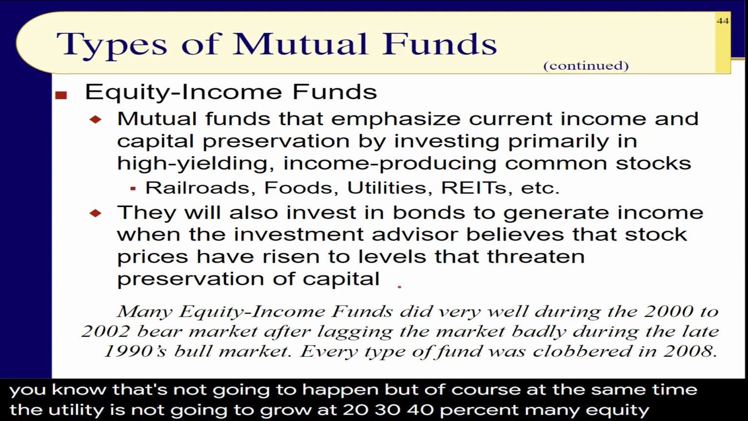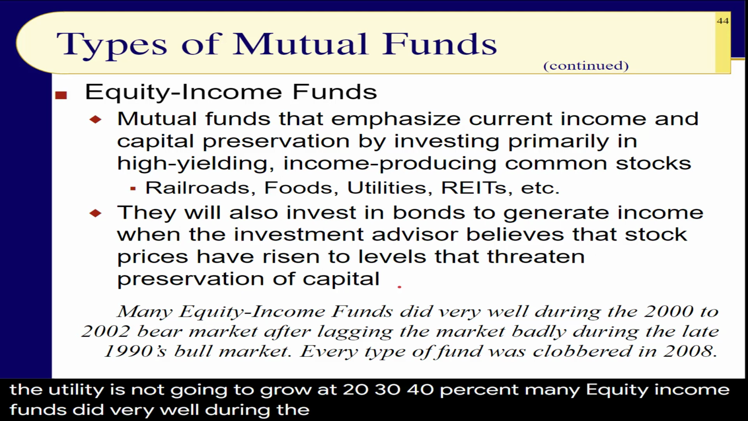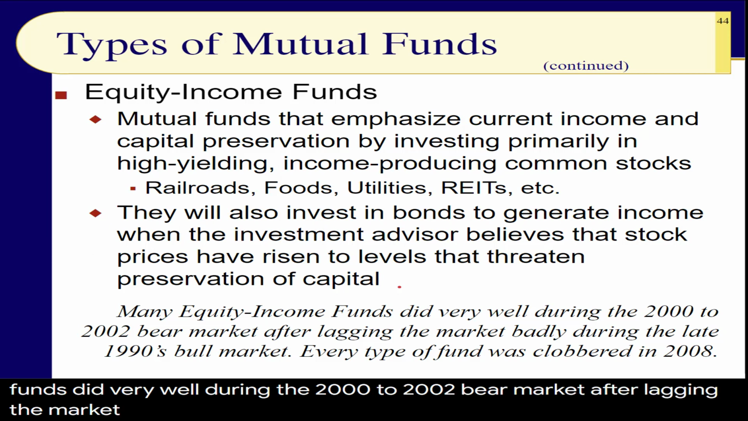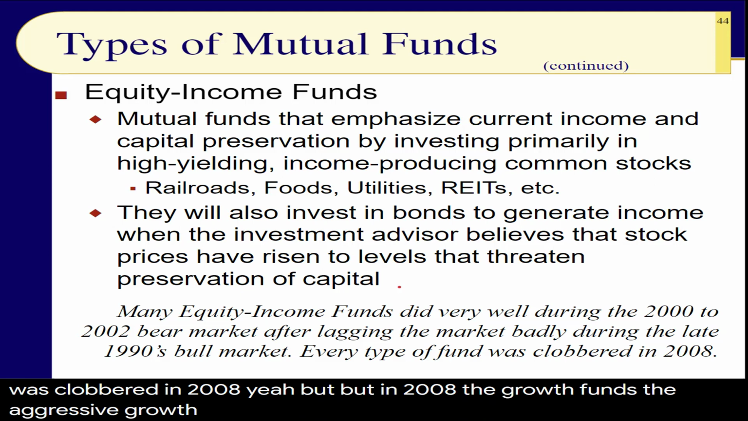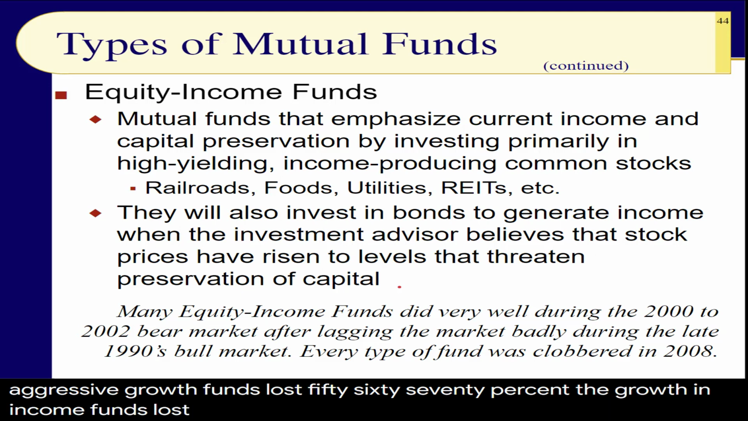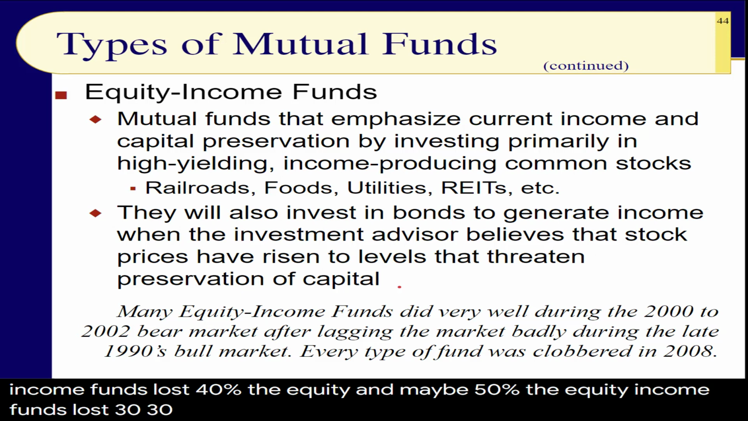Many equity income funds did very well during the 2000 to 2002 bear market, after lagging the market badly during the late 1990s bull market. Every type of fund was clobbered in 2008. But in 2008, the aggressive growth funds lost 50, 60, 70%. The growth and income funds lost 40%. The equity funds, maybe 50%. The equity income funds lost 30, 35%.